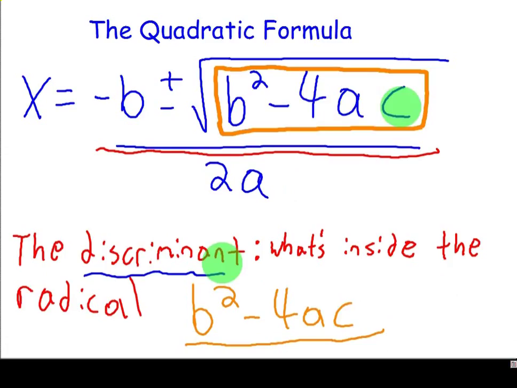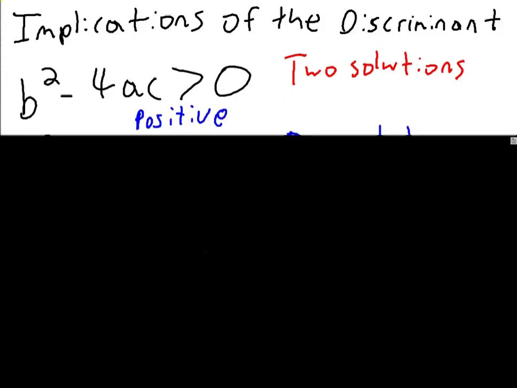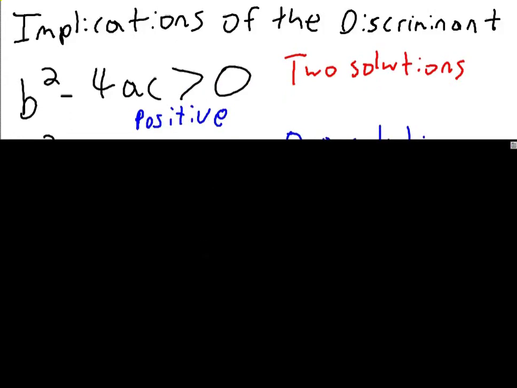All right. So here are the three scenarios for the discriminant. This is the most important thing. First one. Whenever the discriminant, so what's inside that radical, b squared minus 4ac, is bigger than 0, meaning it's positive, you're going to have 2 solutions. So again, when I give you the worksheet today, you're going to find out what the discriminant is. If it's positive, you'll write 2 solutions, and you'll be done for today.